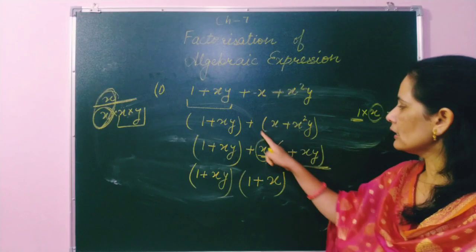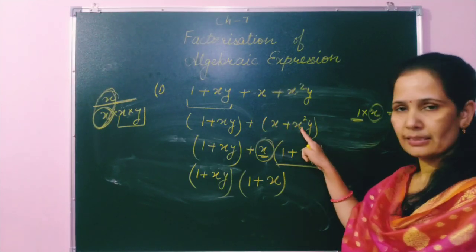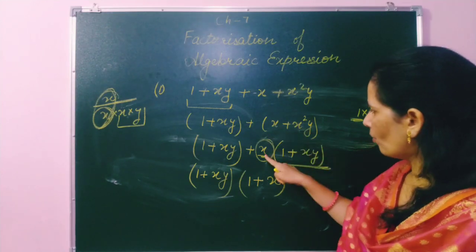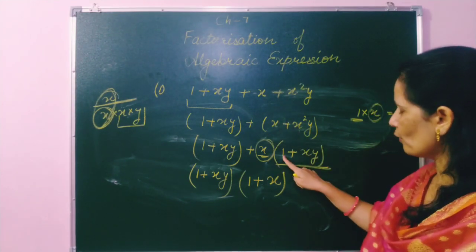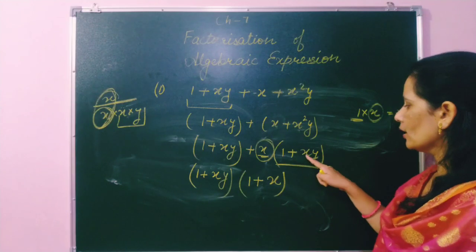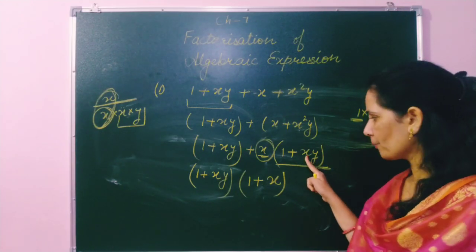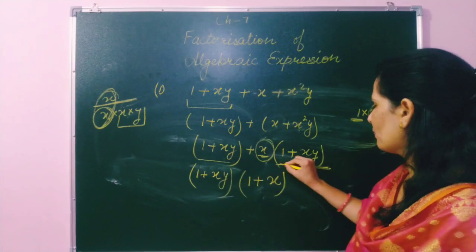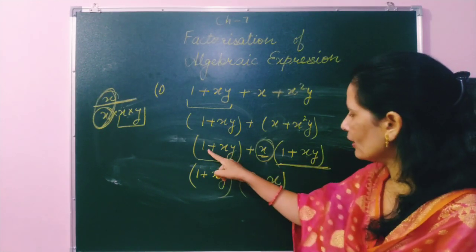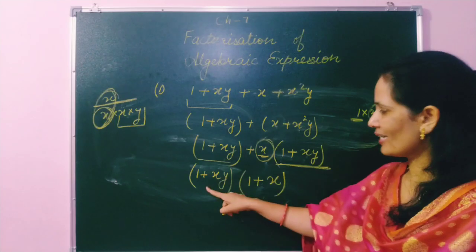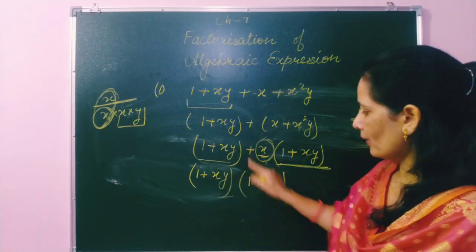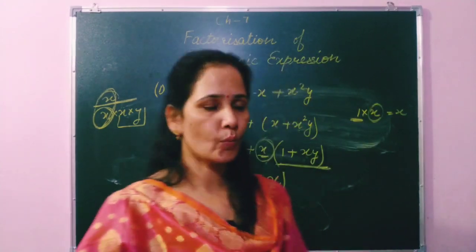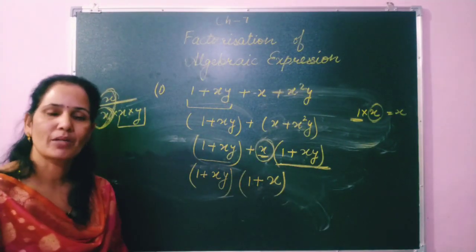But in the second group we observe that x is common in both terms, so we have taken x as common. When x is taken out, 1 remains, and from x square y, x and y remain. And this full term 1 plus xy and 1 plus xy, if we take 1 plus xy as common, 1 remains here and x here. Now the factor is 1 plus xy multiplied by 1 plus x.